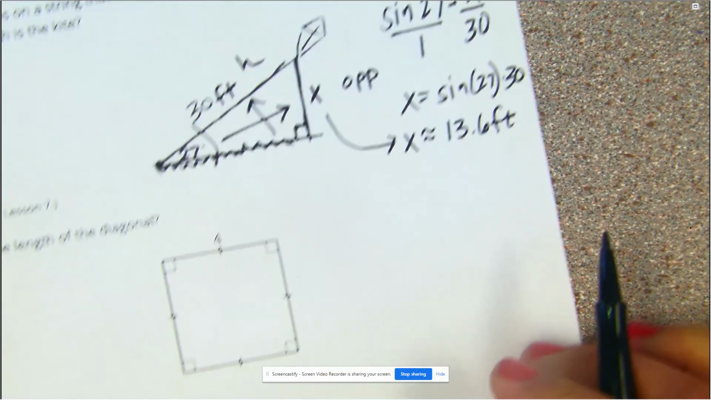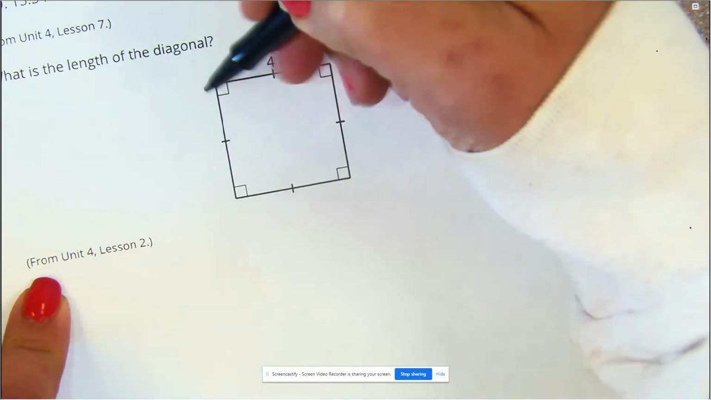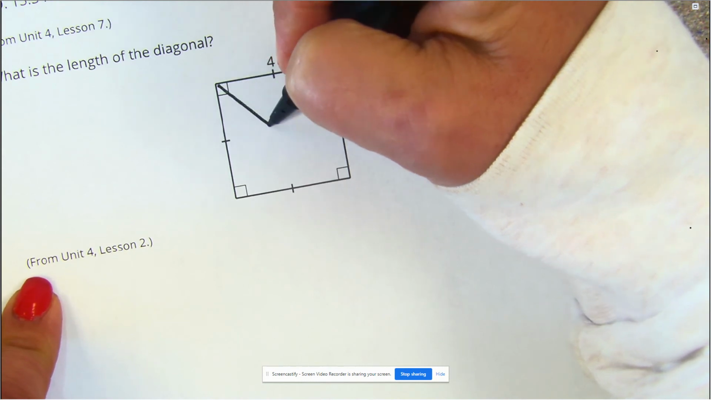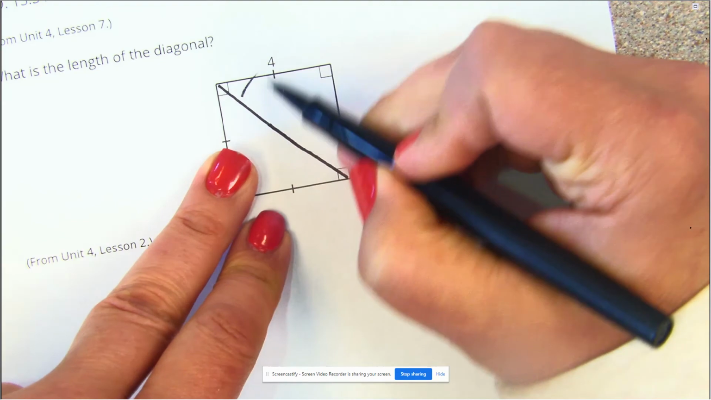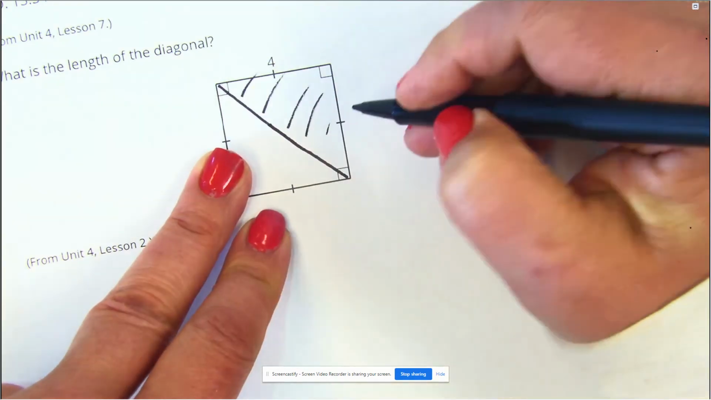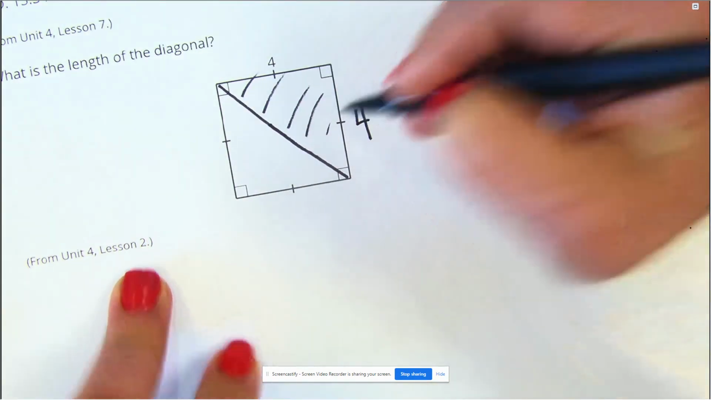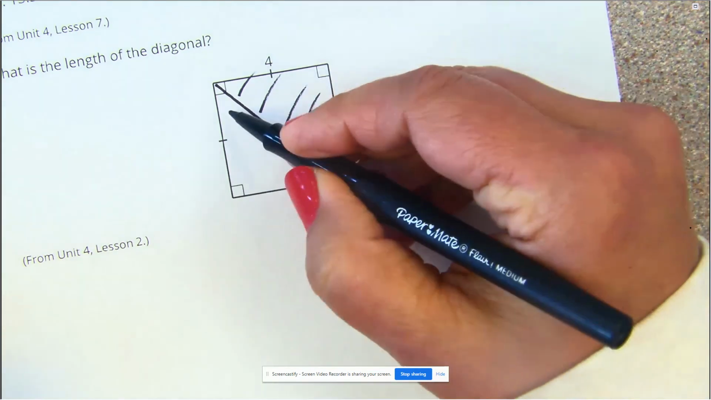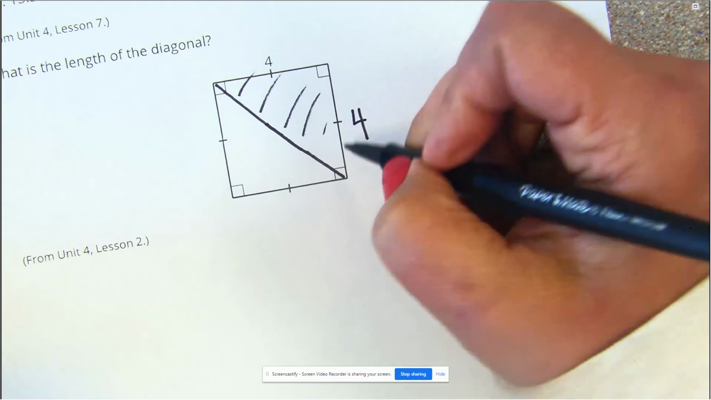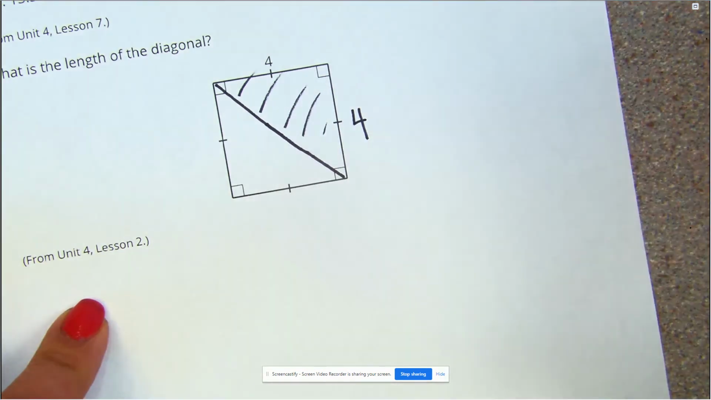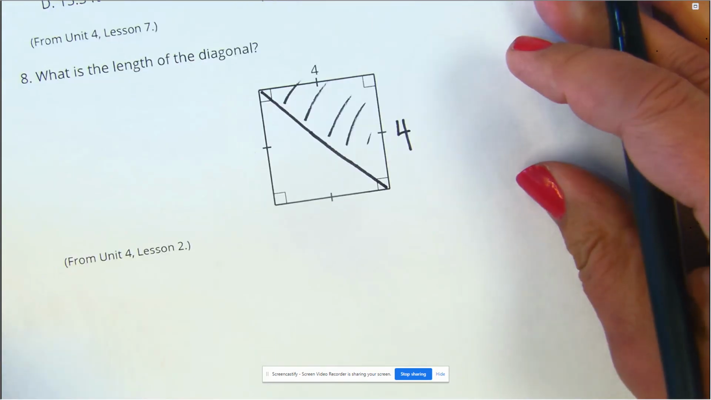All right, last one, number 8. What is the length of the diagonal? So it doesn't really matter which triangle we look at. I'm going to look at this one right here. This is 4. This is 4. That's what those tick marks mean. I have a right triangle. And on a square, the diagonal bisects that angle. So these are 45. Well, I don't even need the angles. I don't even know why I'm doing that. Sorry, this is a review question.